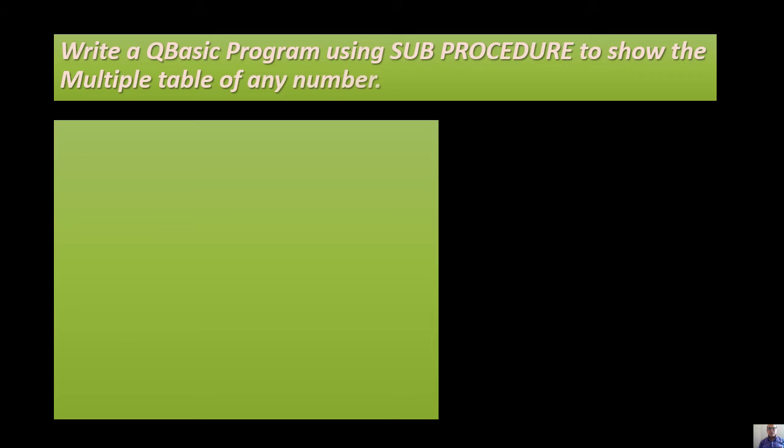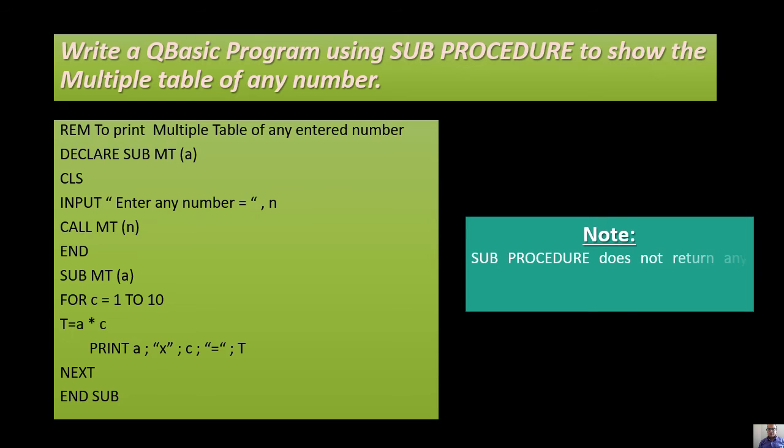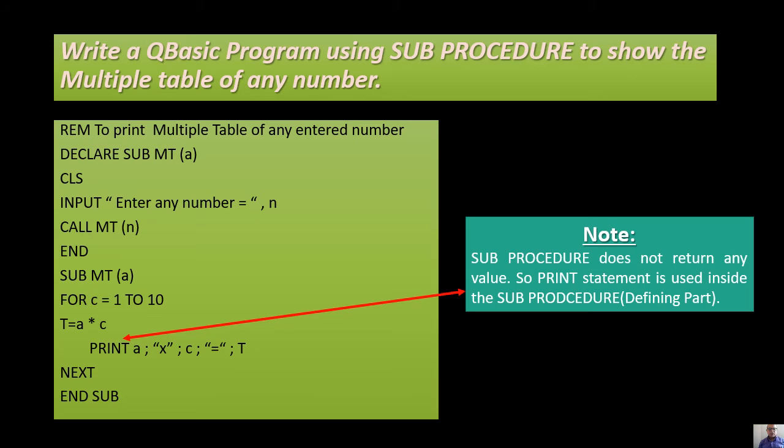First is: write a QBasic program using a sub procedure to show the multiplication table of any number. The program goes like this. Here is one note: the sub procedure does not return any value, so the print statement is inside the sub procedure, or the defining part. Look at it with the arrow here, the print statement is here. This is the example of that point.